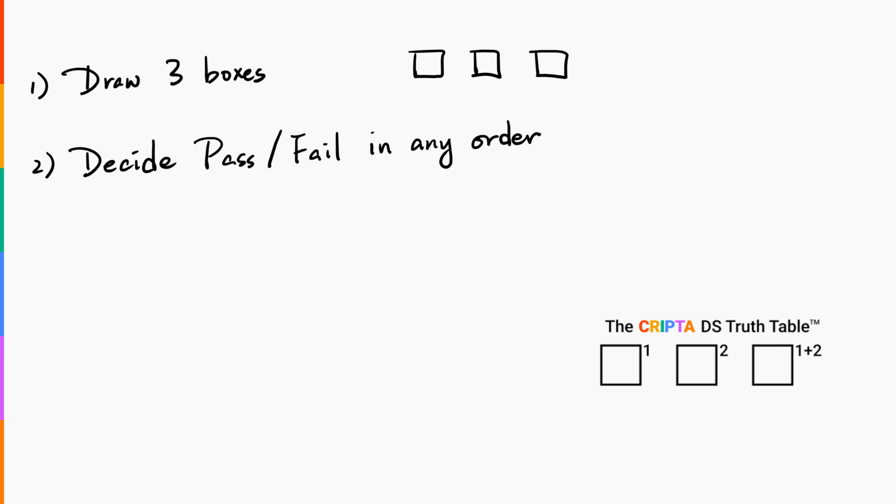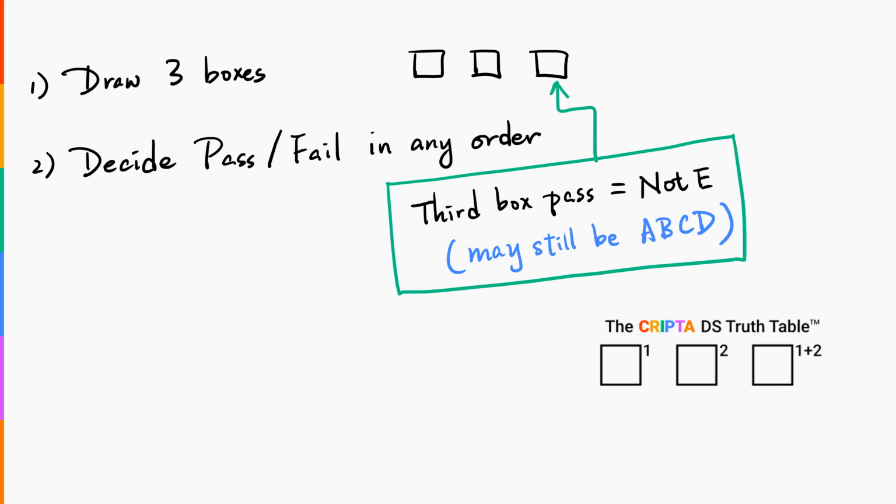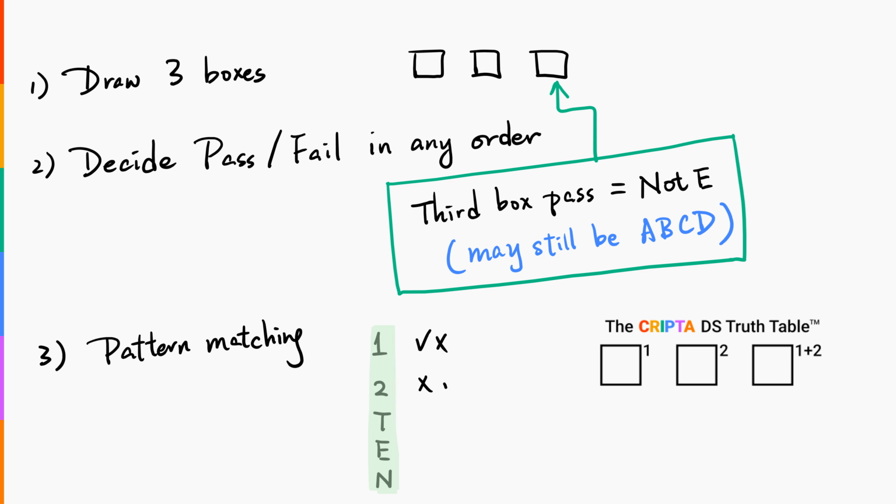So this is the method, the Crypta DS truth table. You just need to draw 3 boxes. Decide pass or fail in any order of the 3 boxes. Remember that a pass in the third box just means the answer is not E, but it still can be A, B, C, or D. And then lastly, you do pattern matching. We can still have the mnemonic 1, 2, 10. Just remember that C is together only, which means fail, fail, pass, instead of just a pass in the third box.